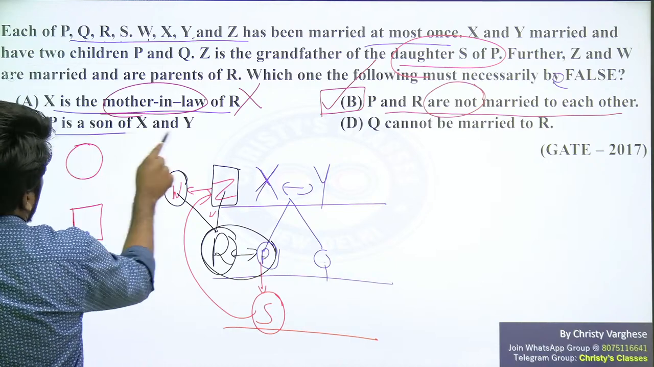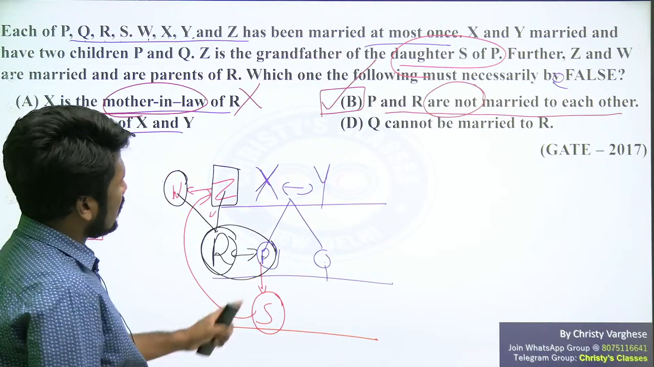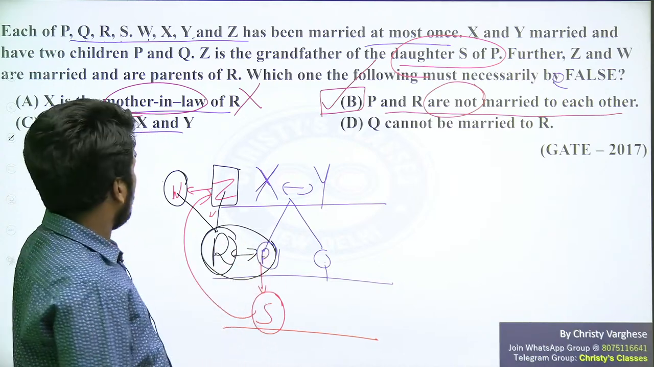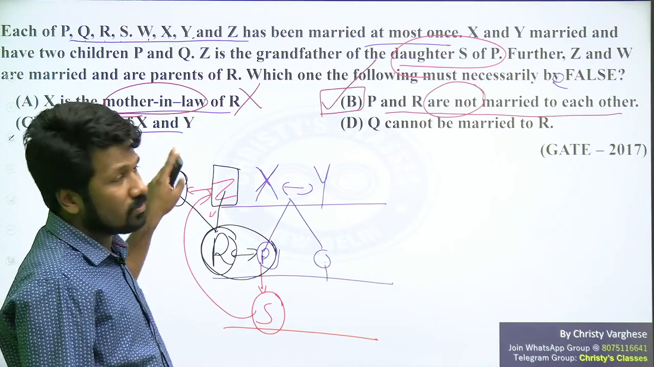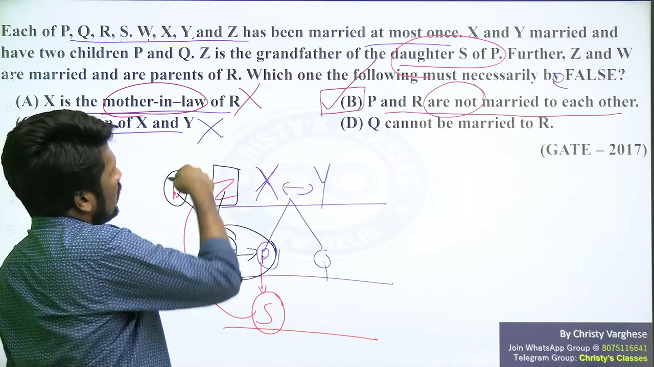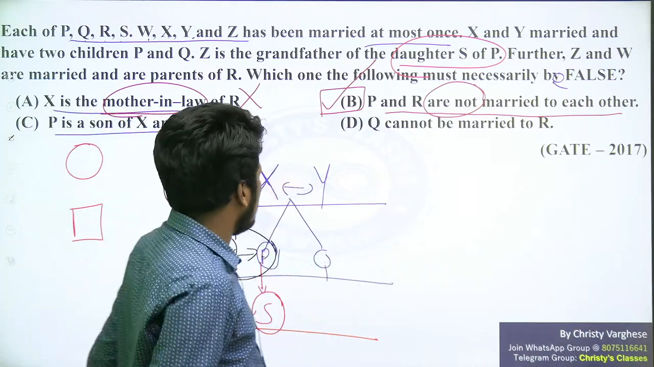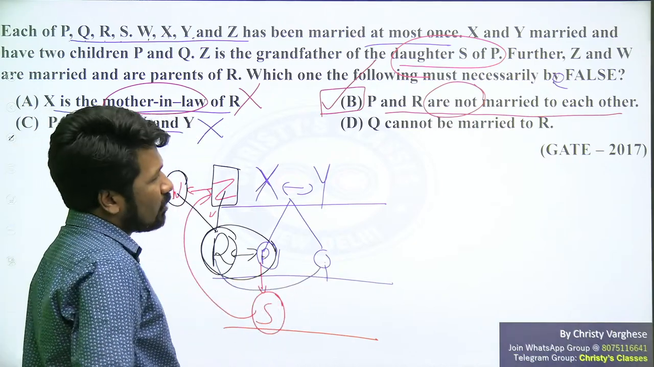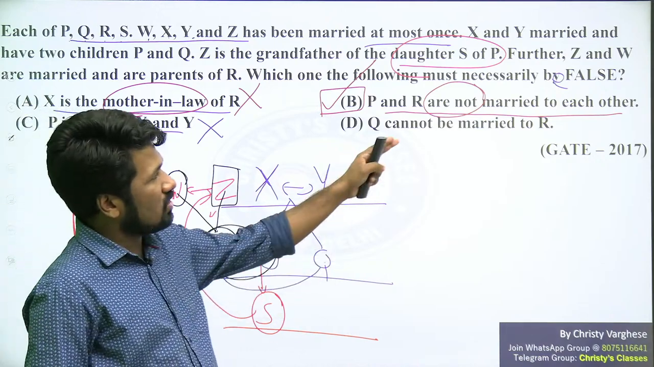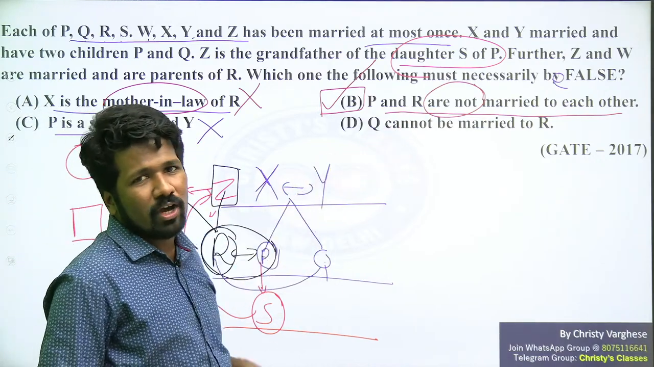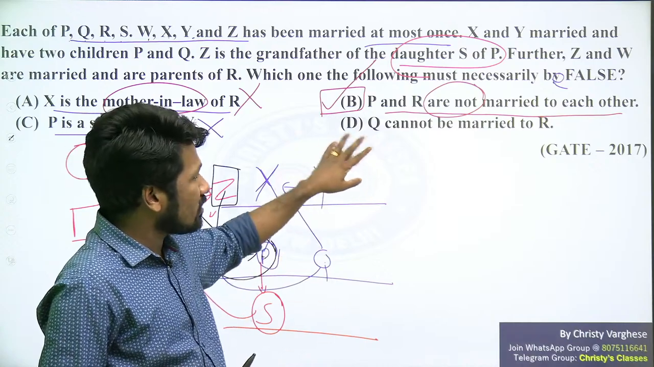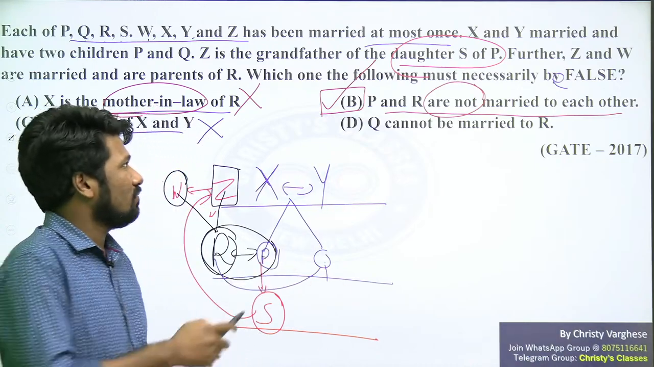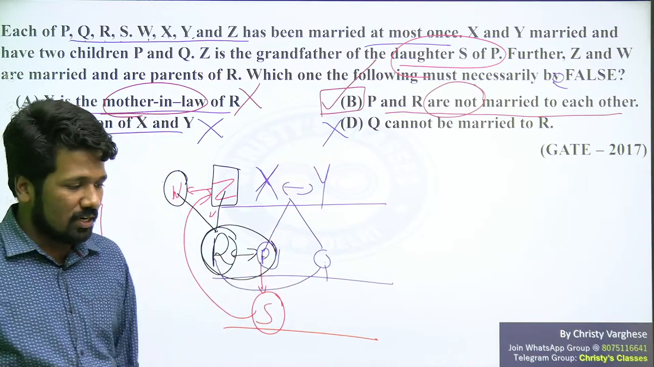For example, option C, P is a son of X and Y. Possible. P can be son, can be daughter also. Not always false. Sometimes true, sometimes false. We need always false, therefore option C is not the answer. Option D, Q cannot be married to R, is always true because P is already married to R. If the question was asking necessarily true, option D would have been the answer. But necessarily false is asked, and option D is always true. That is why option D is not the answer. We want the always false statement, so option B is the correct answer.